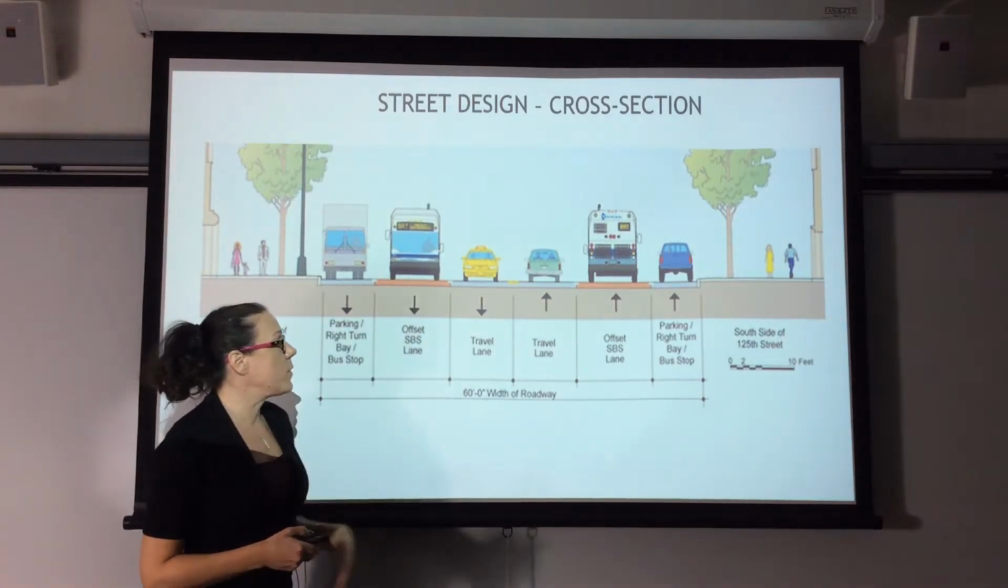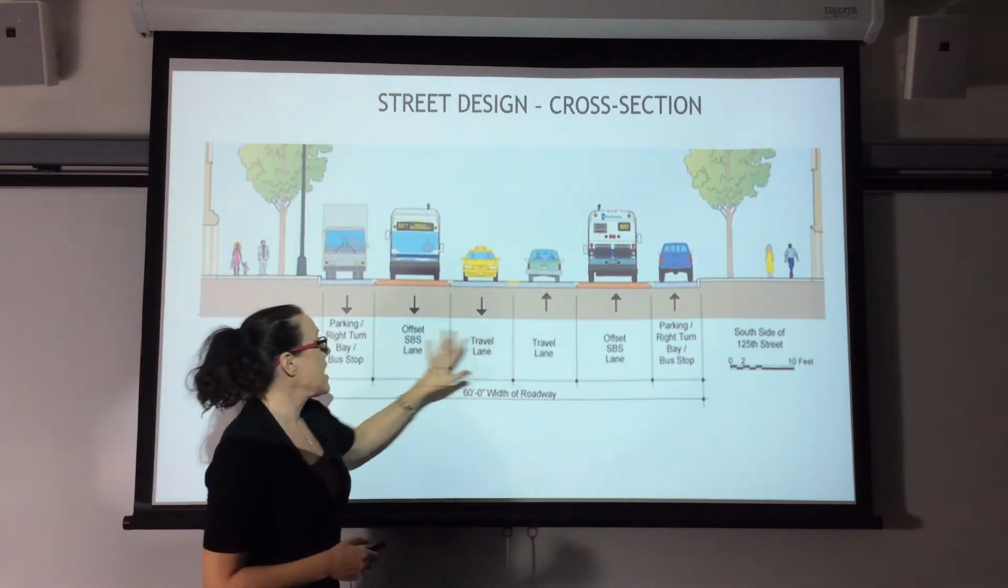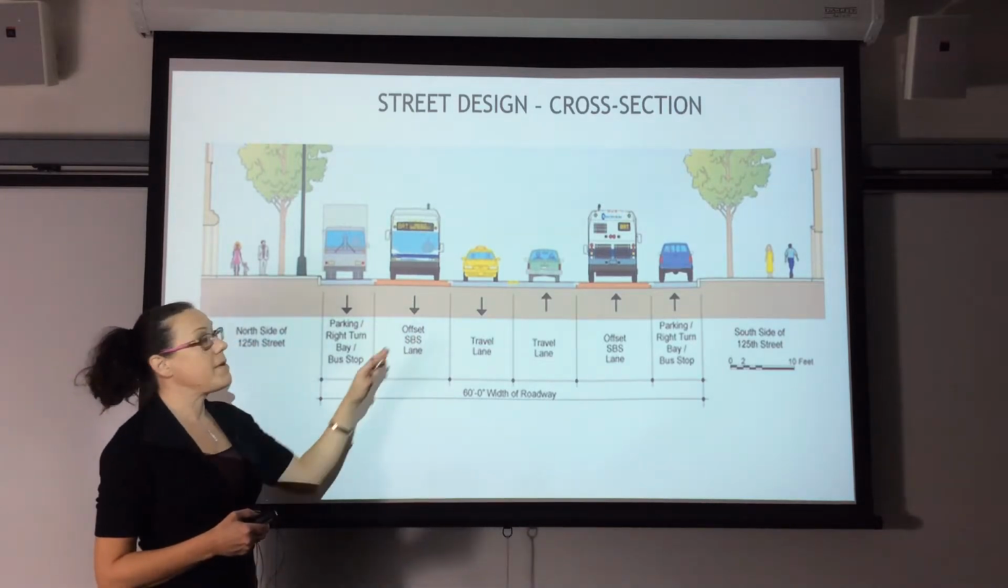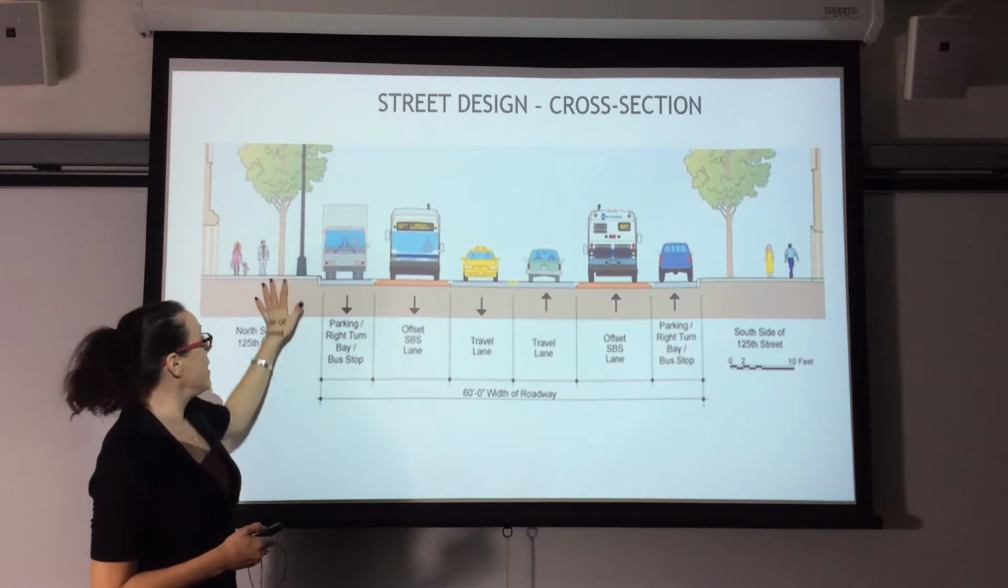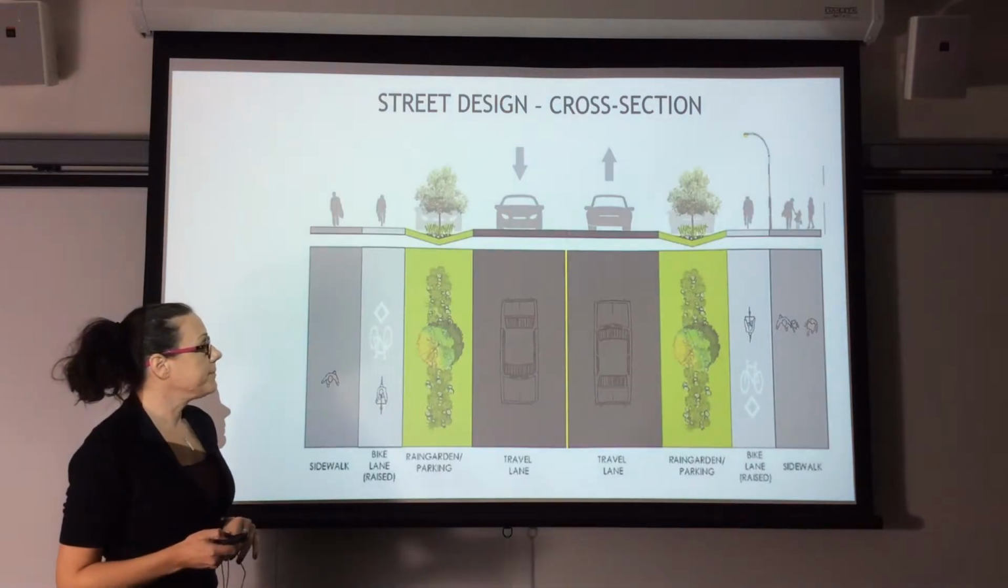Here's another different type of example. This one's a 60-foot right-of-way. You have your travel lanes, and then you have offset lanes, maybe for a bus or something. And then you have parking on the side, and again, you have your sidewalks.